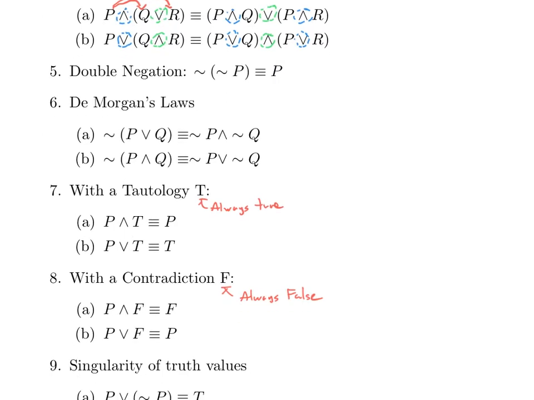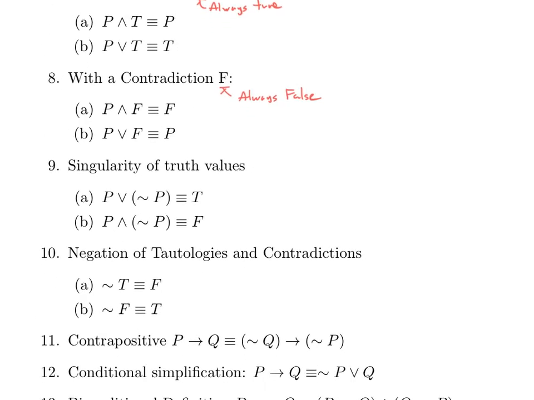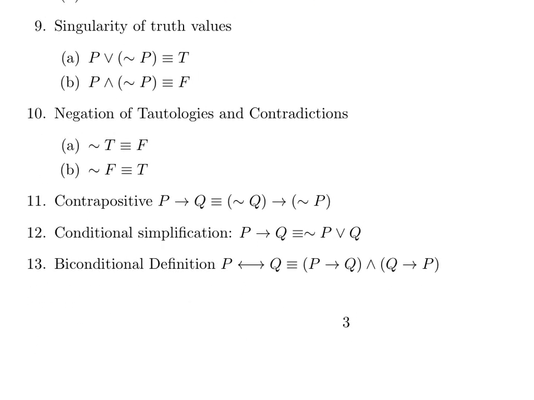Let's scroll a little bit. So, singularity of truth values. Remember, P is either true or false, so the negation of it is going to be the other truth value. If one is true, then the other is false. If this is false, this is true. So if we have P or not P, well, one of these has to be true, so the OR is always true. So in that case, it's a tautology.